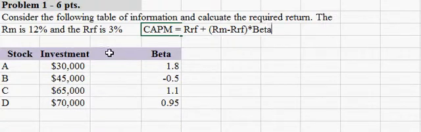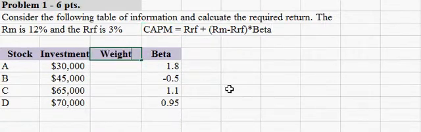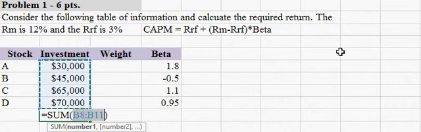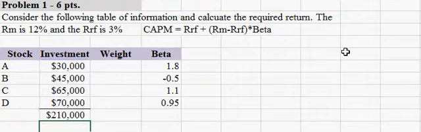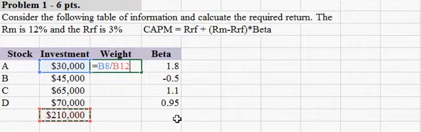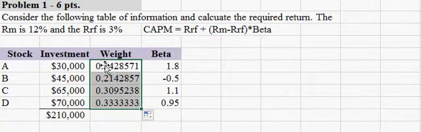So as a first step, we're going to calculate the weight of each investment in the portfolio. To do that, we take the entire portfolio and add it. So we're going to hit the sum up at the top and find that the portfolio in total is $210,000. So the weight of each one will be equal to the amount of the investment divided by the total. And then we're going to use F4 so we can pull down. So we have 14% more or less, ranging up to about 33%.